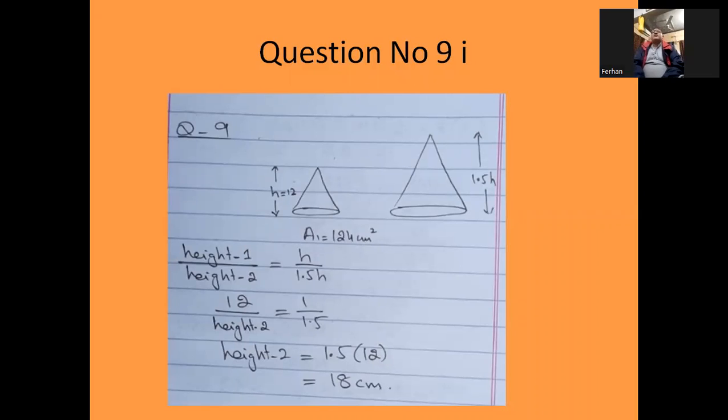So 12 divided by height 2 equals 1 divided by 1.5. So cross multiply it. Height number 2 will be 1.5 multiplied by 12, and that will be 18 centimeters. So the height of this big cone is 18 centimeters.